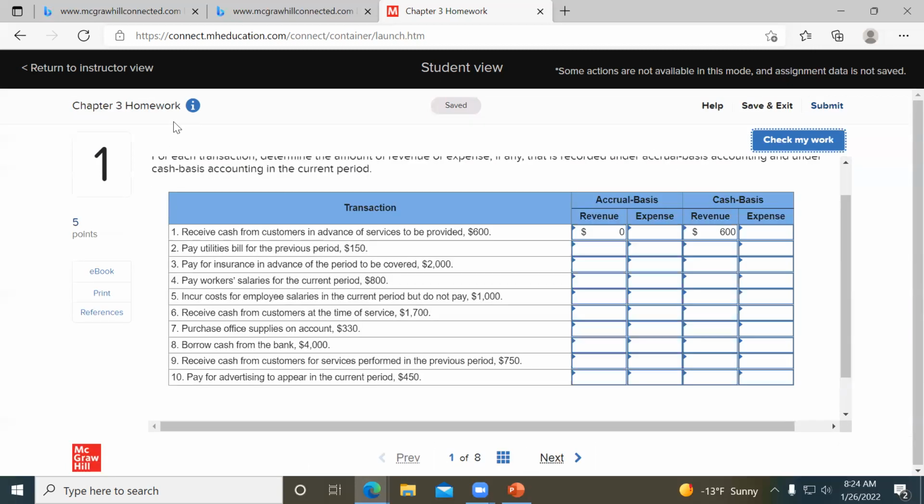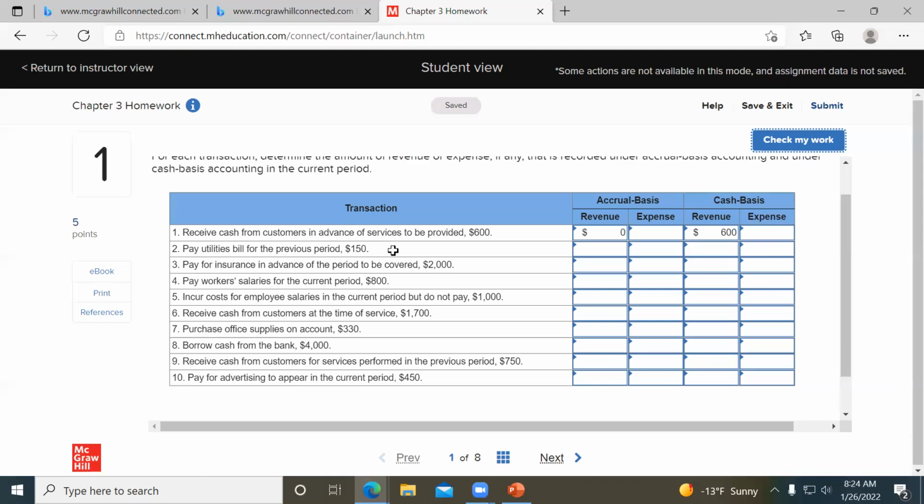Does anyone have a question about that one? Does that make sense? Next one, pay utility bill for the previous period, $150. Would we record that as an expense? No. Can I tell you why? It says previous period. Okay. So even though we paid it this month, because it was incurred the previous month, that is when we would show that expense. Even though we didn't pay it then, that's when the expense was incurred. But under cash basis, we will show that because we paid the bill. So under cash, we'll show it as expense, right? Correct. Okay, I got that right then.